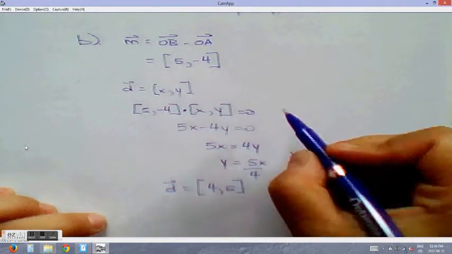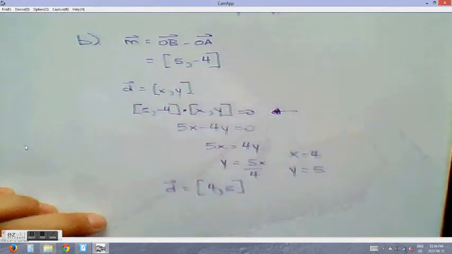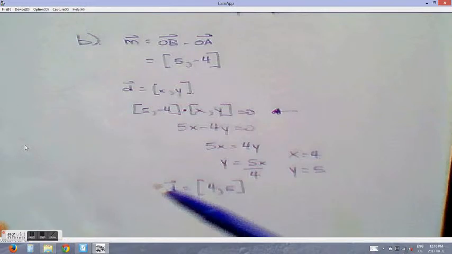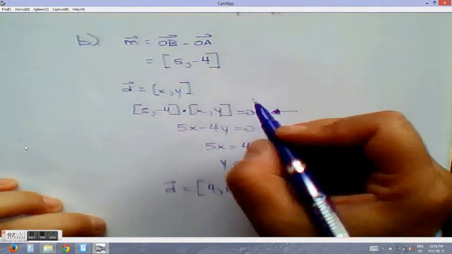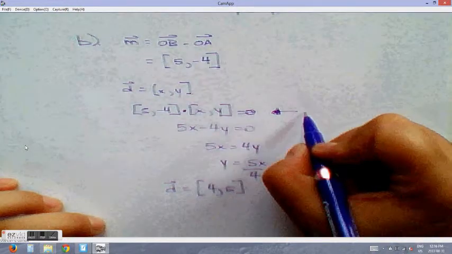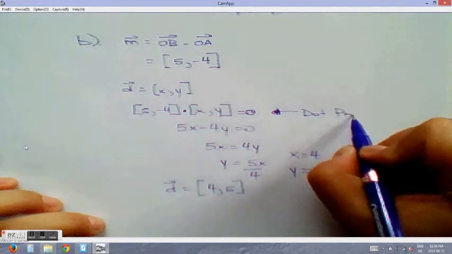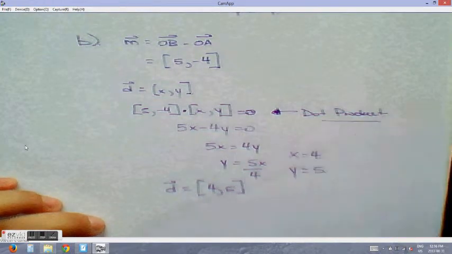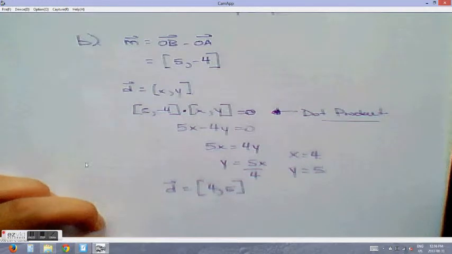The key here is this property where the dot product of two vectors that are perpendicular is equal to 0, and we can use that dot product. Okay, so let's move on to part C.